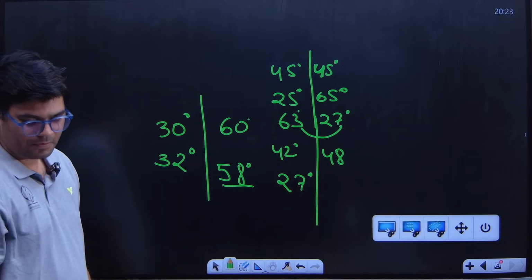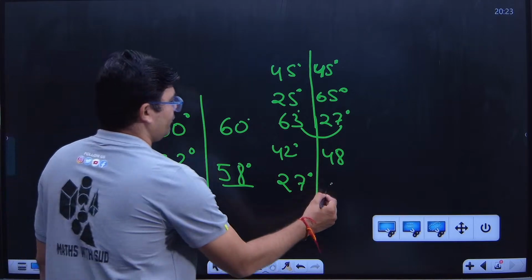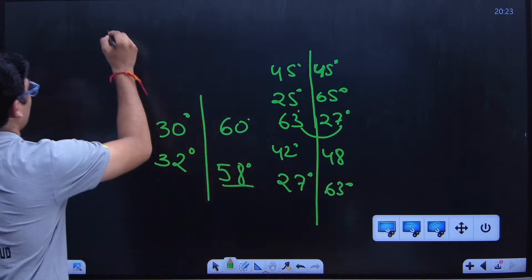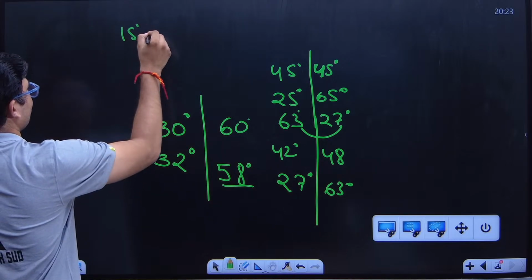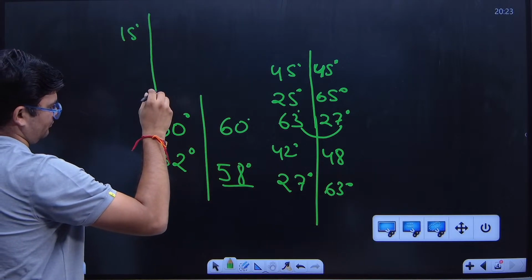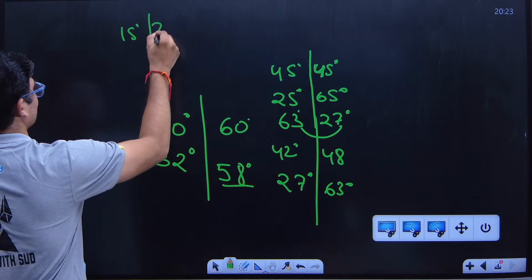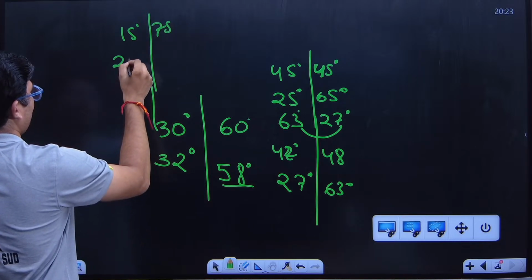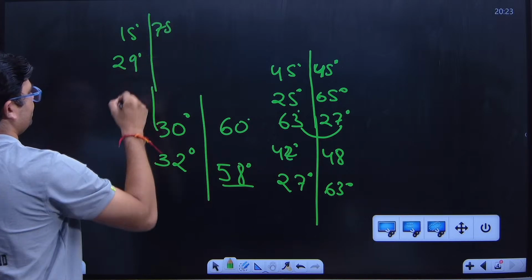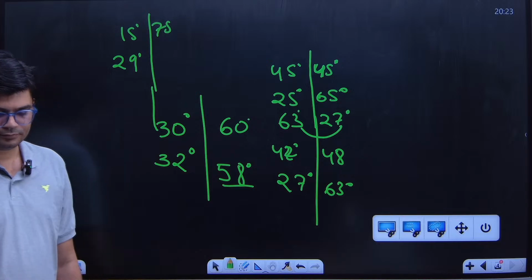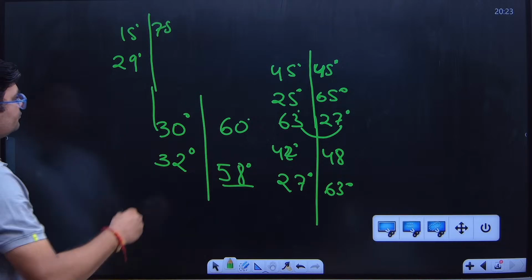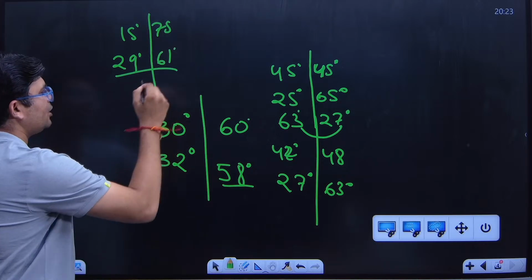63. Wonderful. Tell me for 15 degrees. 75. Okay, tell me for 29 degrees. 61. Okay, so these are complementary angles.